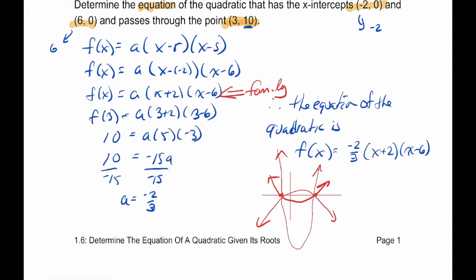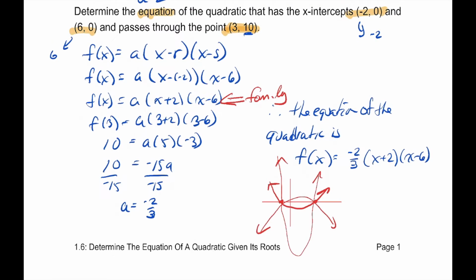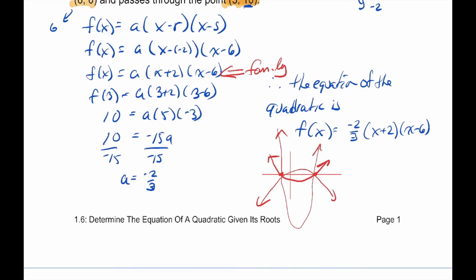So all those are members of this family because they share the common characteristic of the same roots, negative 2 and positive 6. If we want a specific member of the family, then again we have to be given a specific point that passes through that parabola to get that specific member. So that's all it really is.